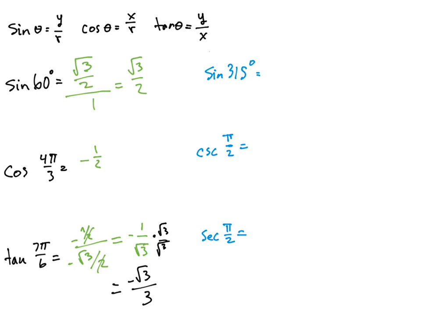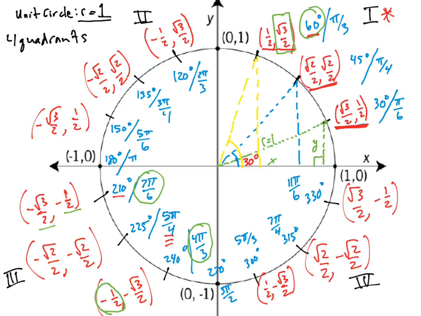Okay, so let's do a few more. Sine at 315 degrees, that's in quadrant 4. 315 degrees is down here, so the sine value is y over r, so y over 1, -root 2 over 2 is what we'd have.